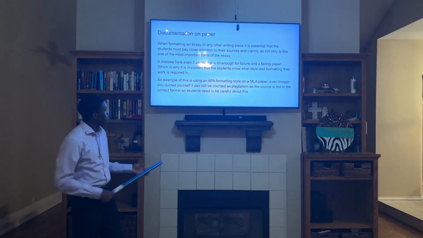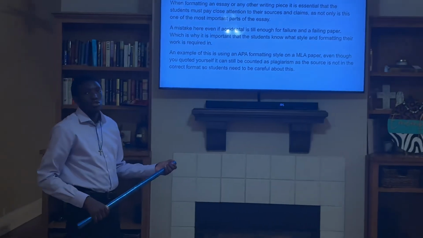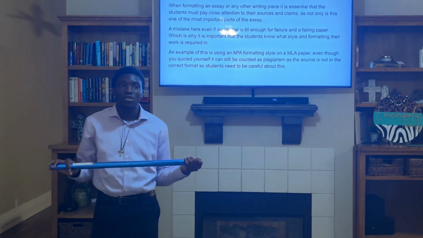An example of this is using an APA formatting style on an MLA paper. Even though you're still citing your source, the teacher might still give you a failing grade because it's not the correct format that they want the sources to be in.